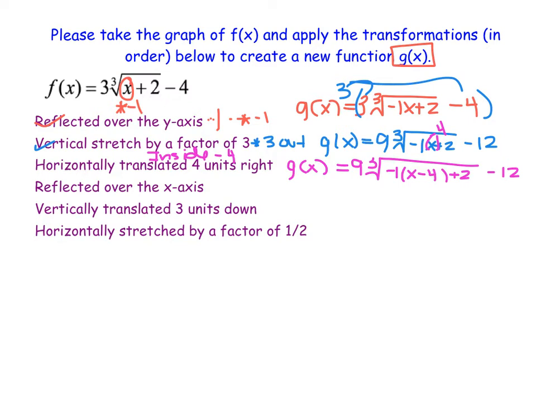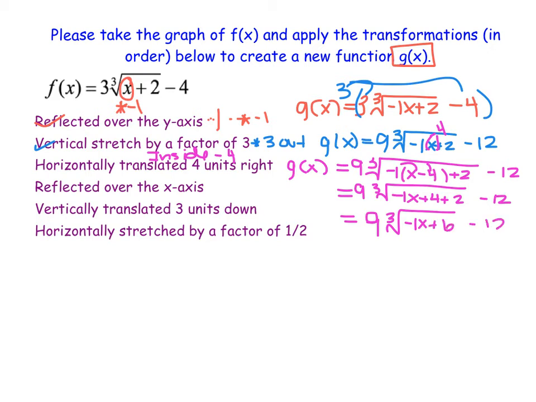Now, I don't like to leave it this way because we can use the distributive property to simplify this down. So I like to distribute out that -1. So I get 9 cube root of -1x plus 4 plus 2. And then you can see here that we end up with cube root of -1x plus 6 minus 12. So note that tricky part right there, how we have to do x minus 4 in parentheses and apply that coefficient in front of x to the -4 as well. So just being careful with that.